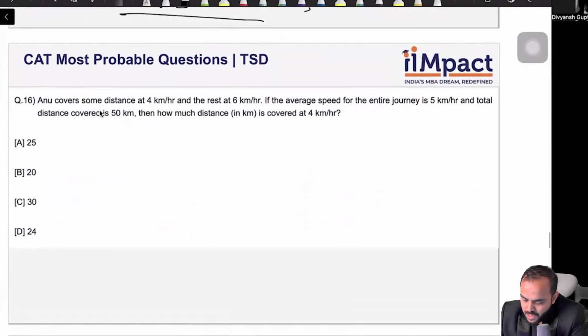Moving on, Anu covers some distance at 4 kilometer per hour, and the rest at 6 kilometer per hour.